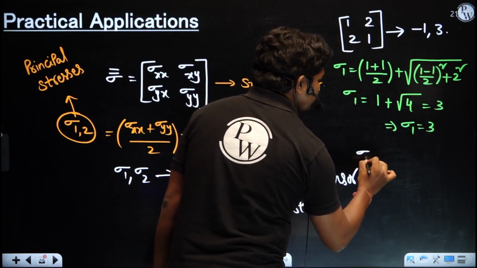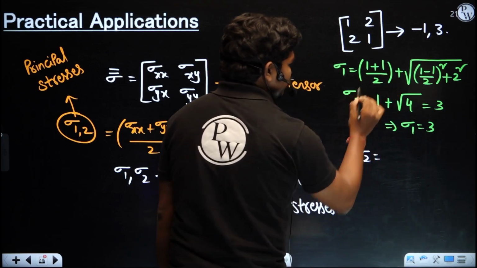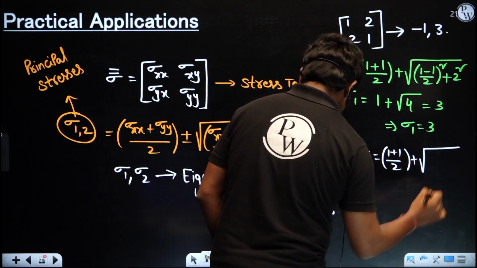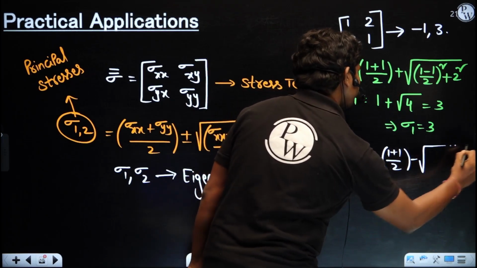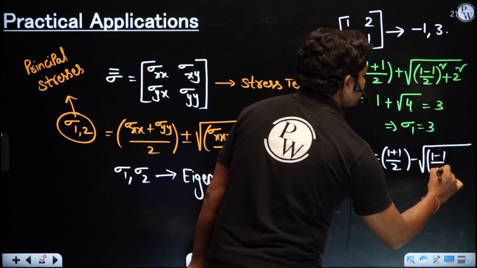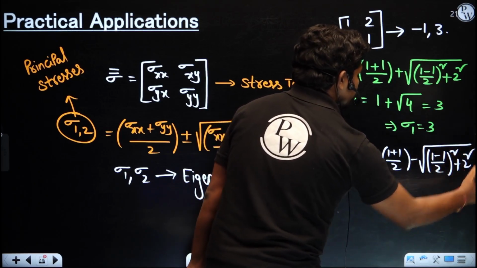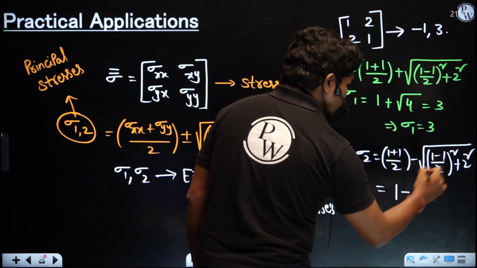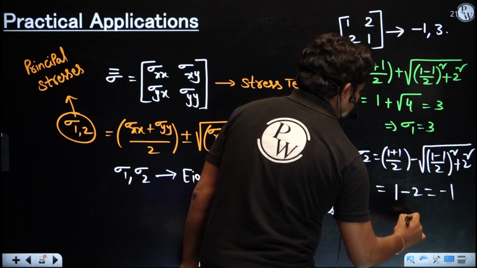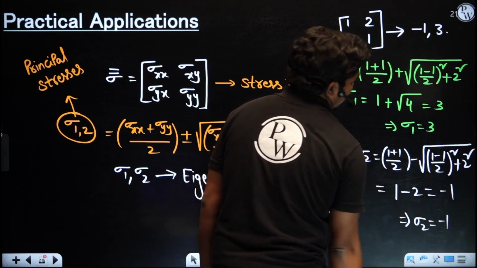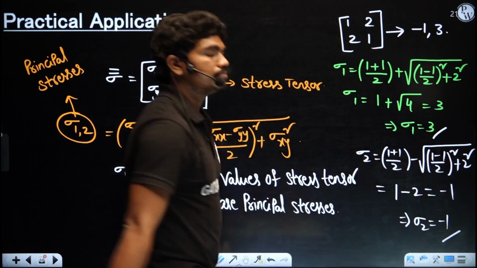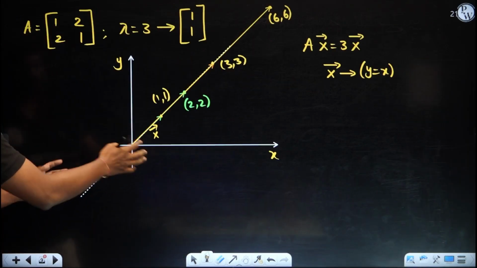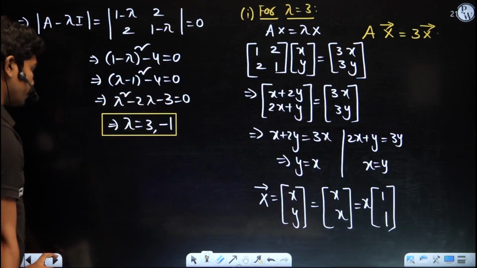Sigma 2, the minimum principal stress, is (sigma xx plus sigma yy) by 2 minus the root of ((sigma xx minus sigma yy) by 2) whole squared plus 2 squared. If you calculate this value, 1 minus root 4, which is 2, this is equal to minus 1. So sigma 2 is equal to minus 1. So these are the maximum and minimum principal stresses, and they are nothing but the eigenvalues of this matrix, which you already calculated: 3 and minus 1.